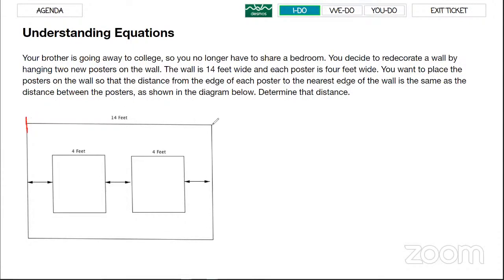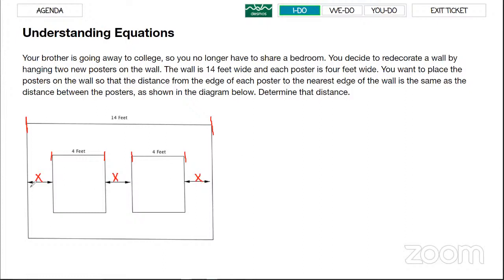If we use our common sense about measurement, let's say the width of this wall is 14 feet, right? And the width of each poster is 4 feet. But these distances are unknown. We know that unknown things are always labeled with a variable. I'm going to label all of them with X because all of them are equally distanced. This is what we want. Let's figure out how many feet it has to be between the posters.